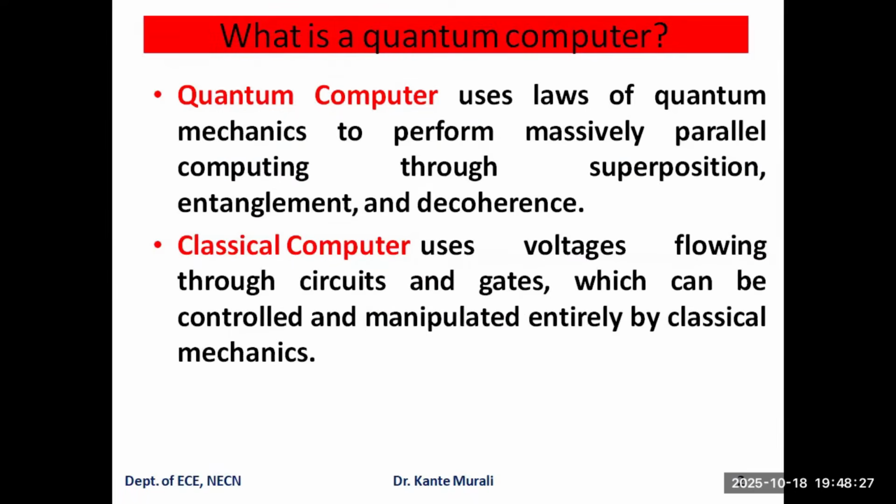Before going to the actual concepts, let's have a look at what a quantum computer is. A quantum computer uses qubits that can be 0 or 1 at the same time. On the other hand, a classical computer uses bits, 0 or 1, which are based on voltage levels. As far as quantum computers are concerned, they perform many calculations simultaneously. That's why they promise massive speedups for complex problems compared to classical computers.